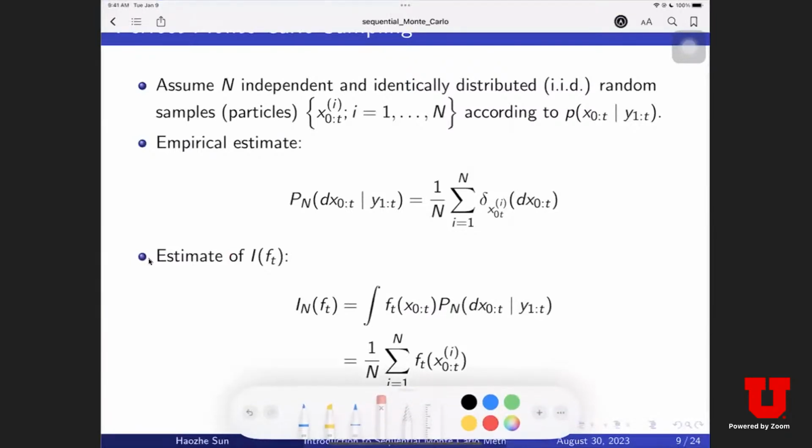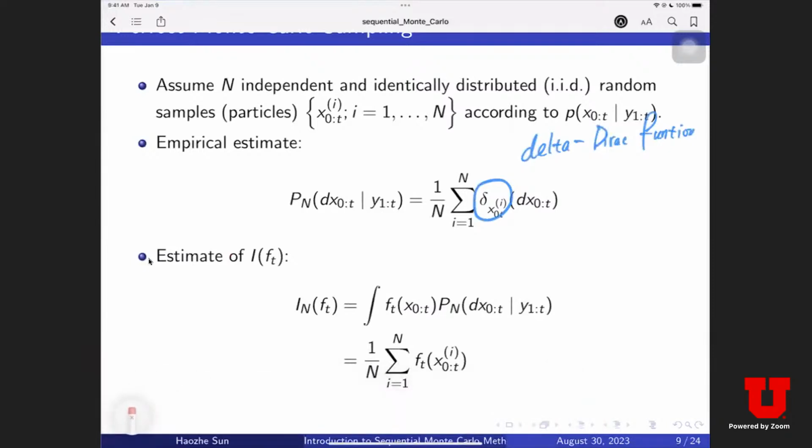And this function is very famous, it's called the Dirac delta function, located at the x0t. It has many interesting properties, and we get these equations, and we can estimate the integral IFT using this equation.